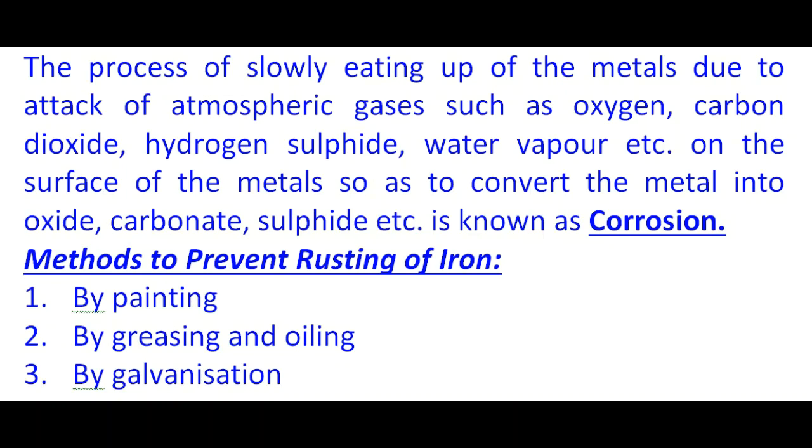The common way of preventing the rusting of iron you have seen at home. We do it by painting the grills, the railings, the exposed part of the iron. We grease or oil the exposed part of the machinery. And we sometimes also galvanize or electroplate some part of the machines or apparatus to prevent this rusting of iron.